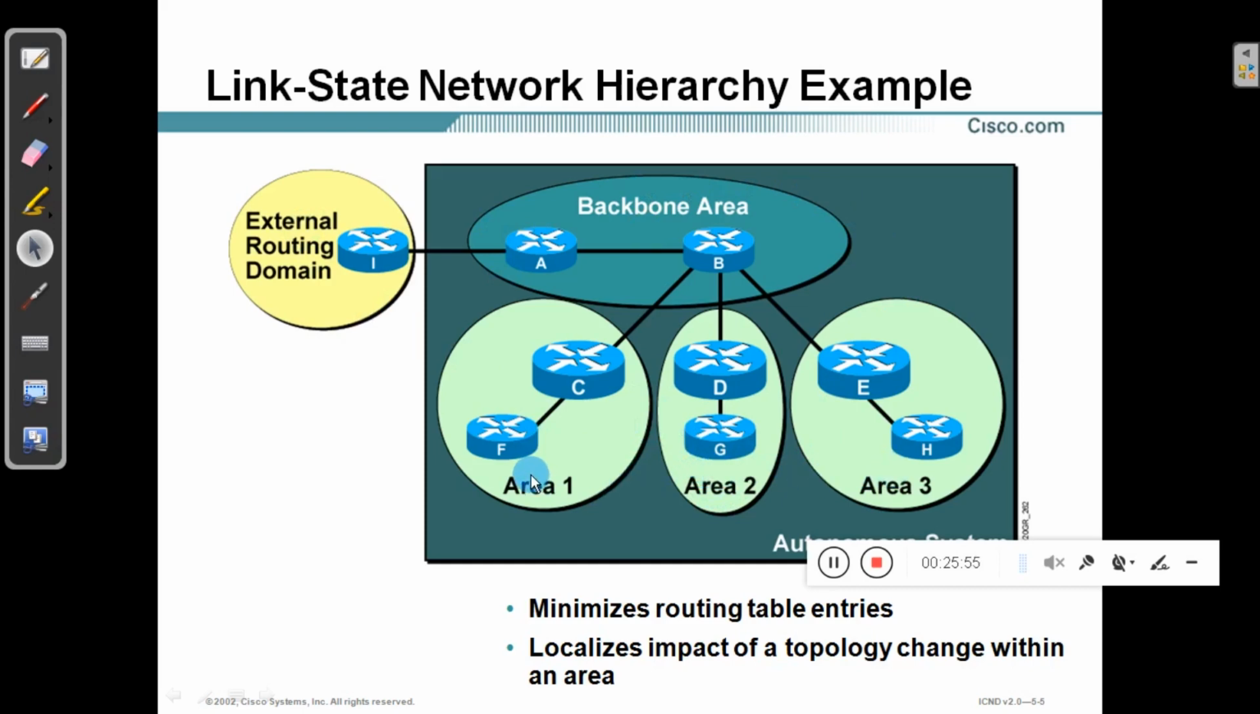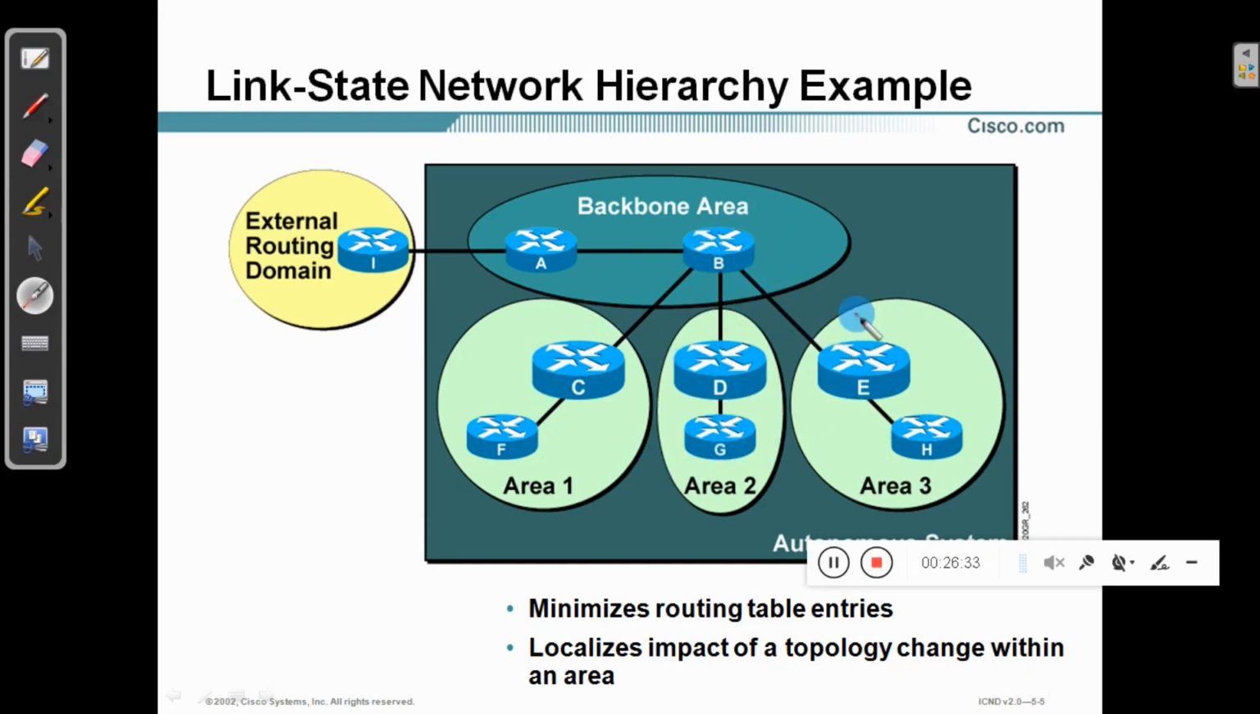In area 1 we have something called the area border router. So in this diagram, this is the area border router. This area border router will communicate with the backbone router. All the routers in this area 1 will communicate with the area border router. Area border router will communicate with backbone router. For example, router F wants to communicate with G, then F will communicate with area border router. Area border router will communicate to backbone router. Backbone router will communicate to D, and D will communicate to G. So in this way communication takes place. So this is called hierarchical way of routing.